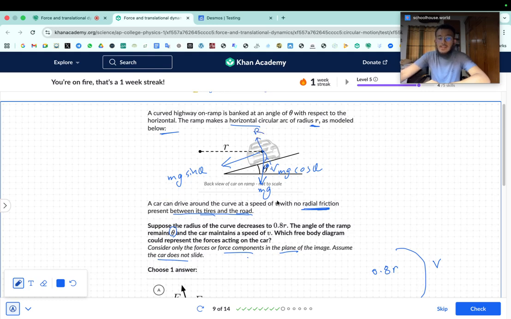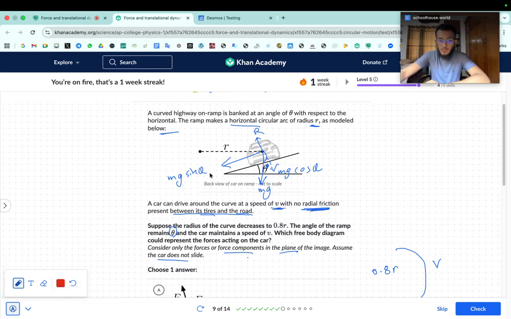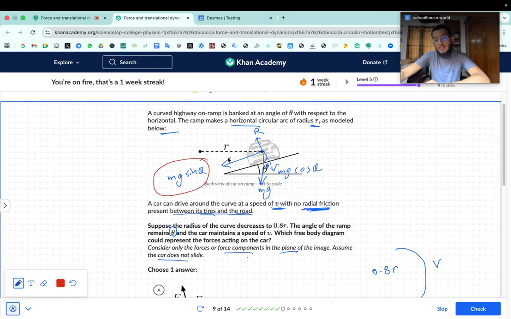Now, how can the car drive around the curve at a speed of v with no radial friction? Who is providing the centripetal force necessary for the circular motion? Well, it's the component of its weight, as you can see, mg sine theta. This is acting as the centripetal force, so that's why we don't need any friction.